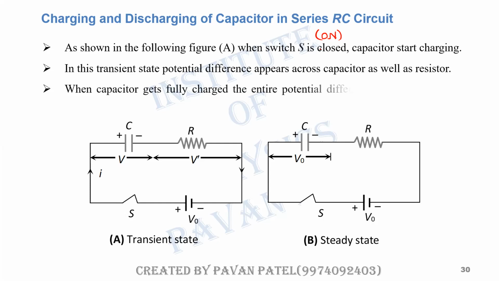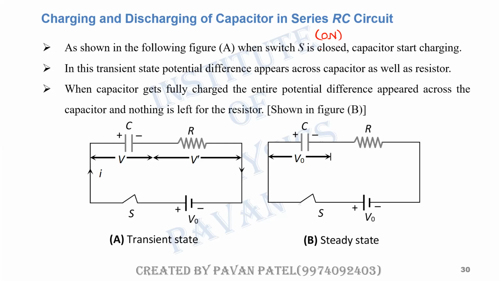When the capacitor gets fully charged, the entire potential difference appears across the capacitor and nothing is left for the resistor. That means once the capacitor is fully charged, the potential difference between the two plates of the capacitor is V0, same as the battery, right? And the potential across the resistance is 0. So V dash is equal to 0. Okay.